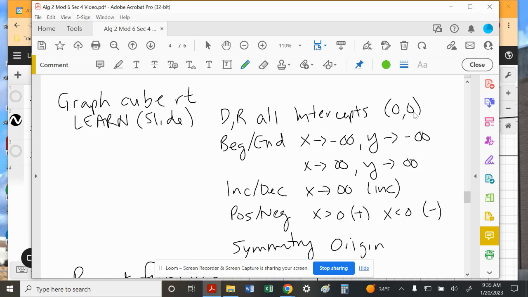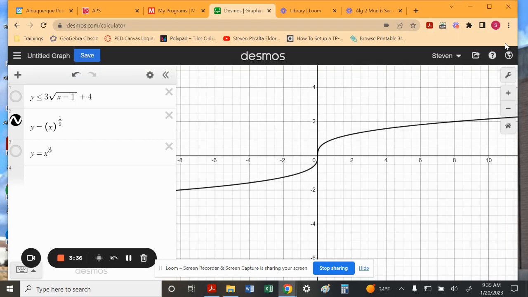And then positive and negative, and symmetry. Notice that when x is greater than or equal to 0, as x gets larger and larger, y stays positive. As x gets smaller and smaller, it's negative. So it's negative for x below 0. It is positive when x is greater than 0.